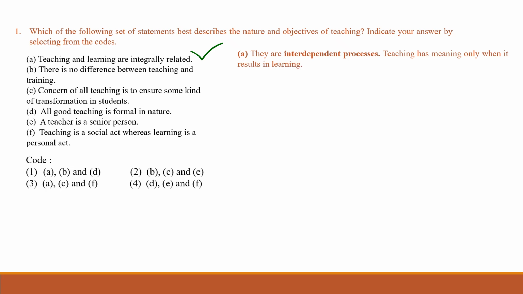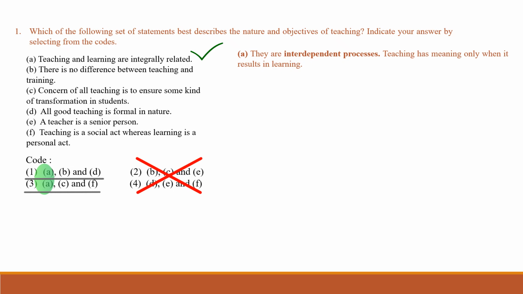Now, if you check the codes, you will notice that codes 1 and 3 include option A. This means we can eliminate the other 2 codes at this stage itself. So now, our answer will be either code 1 or code 3, right? Let's examine the remaining options.